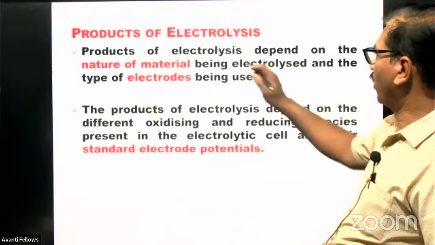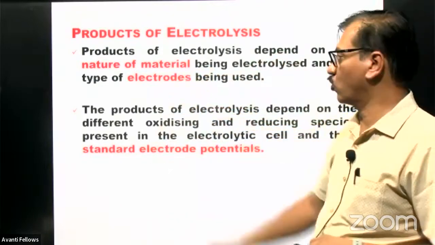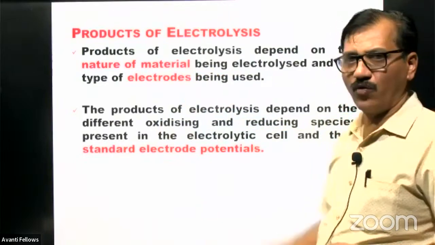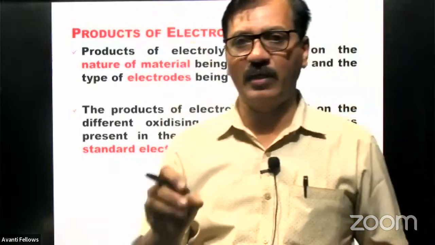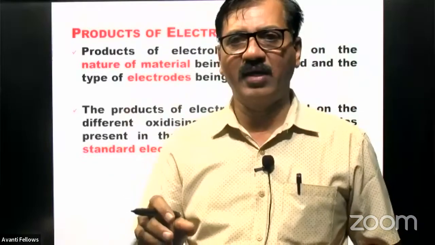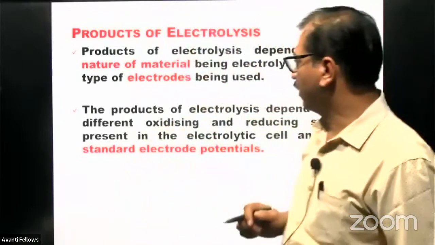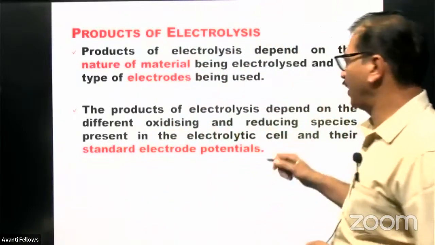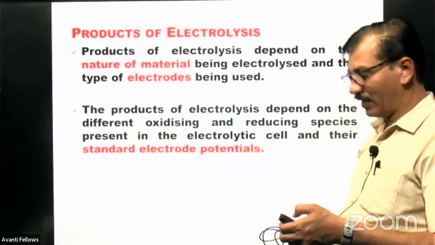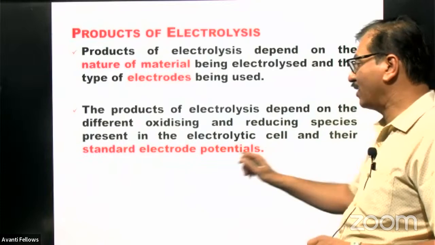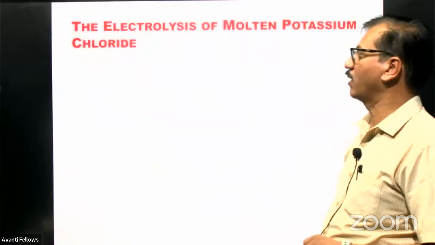Okay, so the product of electrolysis depends upon the nature of the material and the type of electrode. So we use inert electrodes. Platinum is considered to be an inert electrode. It only gives a surface area for undergoing either oxidation or reduction, right? The product of electrolysis depends upon the different oxidizing and reducing species present in the electrolytic solution and their standard electrode potential.